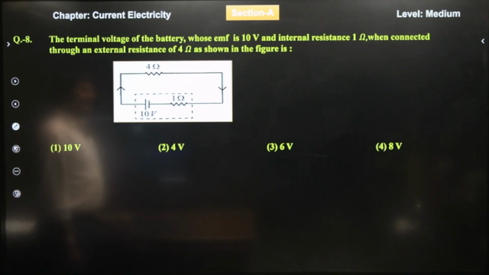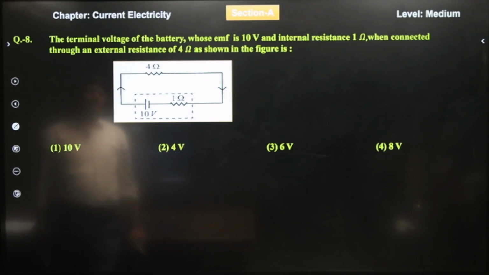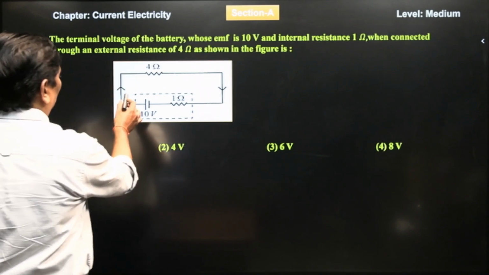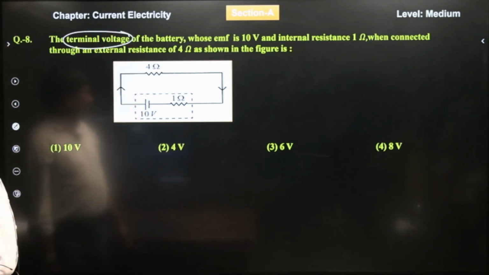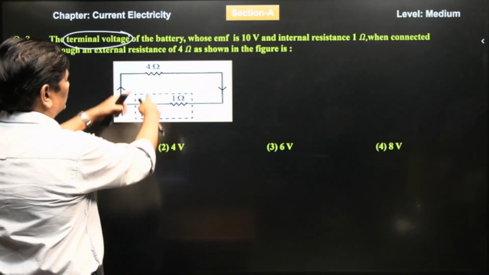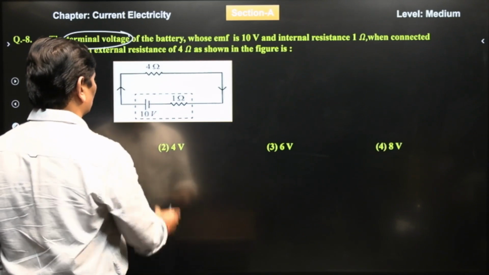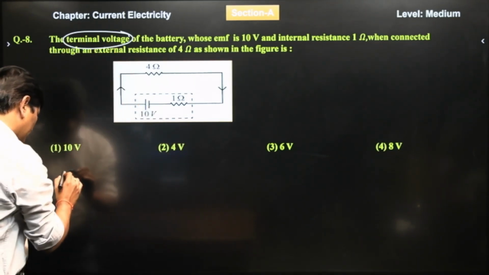Next question, current electricity. The terminal voltage of the battery whose EMF is 10 volts and internal resistance is 1 ohm when connected through an external resistance of 4 ohm as shown in the figure is, we are asked to find the terminal PD. Terminal PD, terminal voltage, potential difference across the terminals of the cell. As there is only one single cell, only one cell is there.